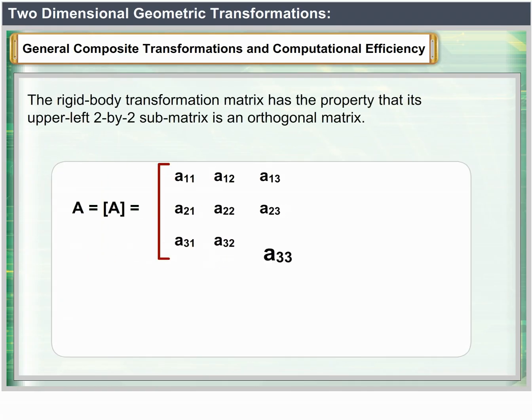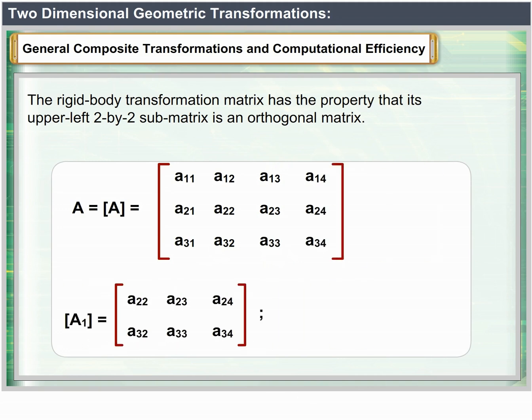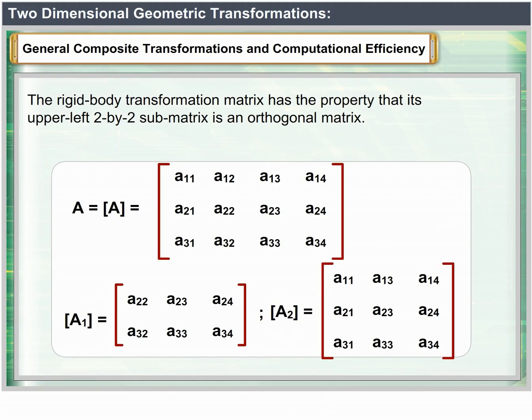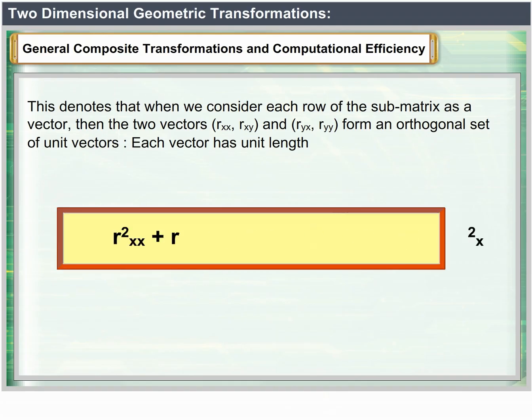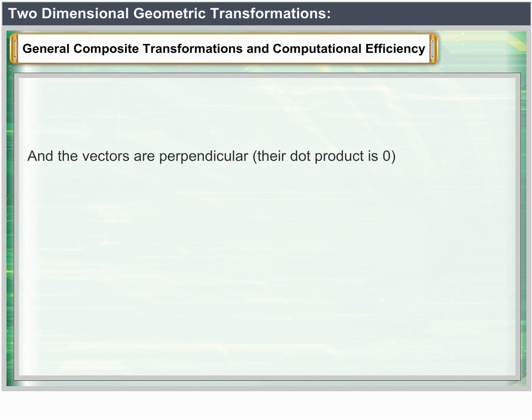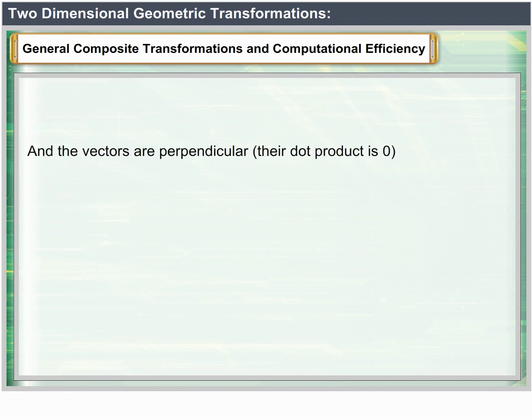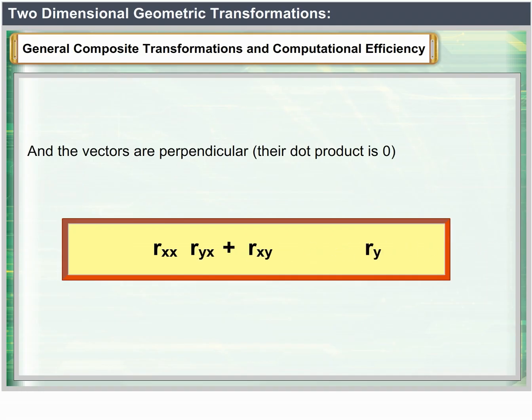The rigid body transformation matrix has the property that its upper left 2 by 2 submatrix is an orthogonal matrix. This means that if we consider each row of the submatrix as a vector, then the two vectors (rxx, rxy) and (ryx, ryy) form an orthogonal set of unit vectors. Each vector has unit length: rxx squared plus rxy squared equals ryx squared plus ryy squared equals 1. And the vectors are perpendicular. Their dot product is 0: rxx·ryx plus rxy·ryy equals 0.